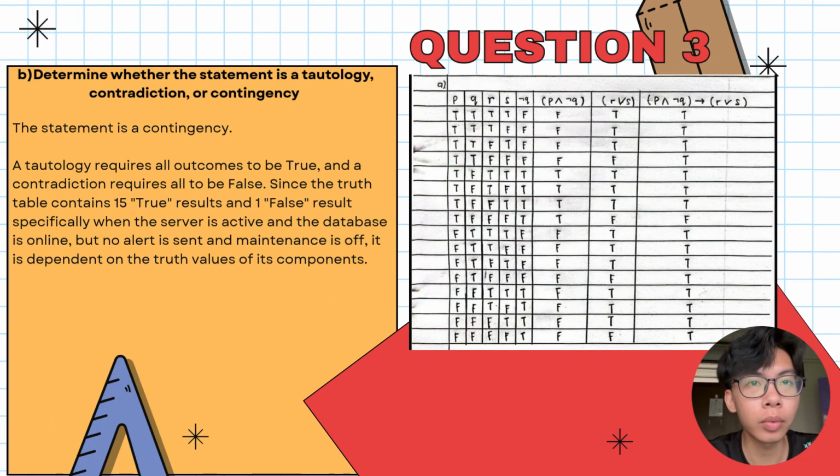So for question B, determine whether the statement is a tautology, contradiction, or contingency. The answer is the statement is a contingency. For the reason, a tautology requires all outcomes to be true and a contradiction requires all to be false. Since the truth table contains 15 true results and 1 false result, specifically when the server is active and the database is online, but no alert is sent and maintenance is off, it is dependent on the truth values of its components.